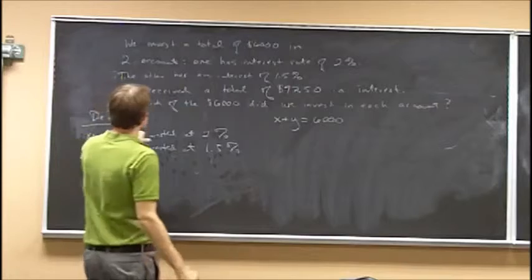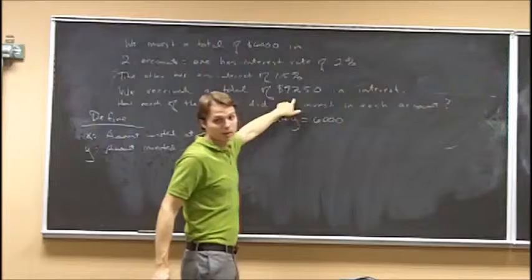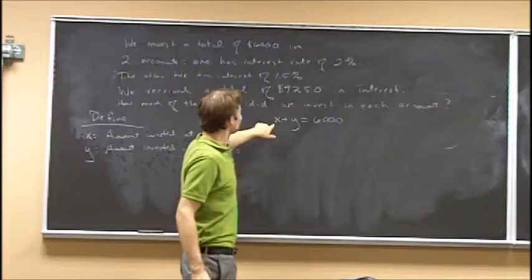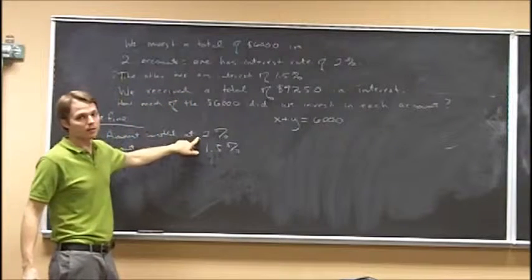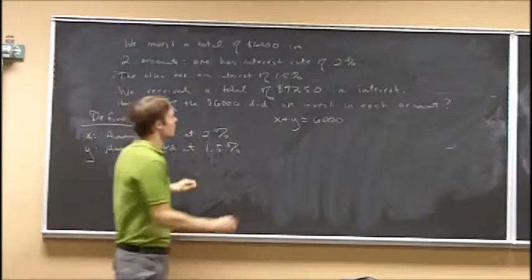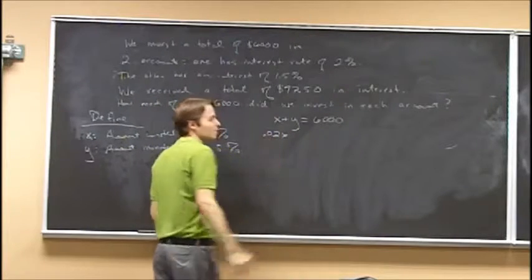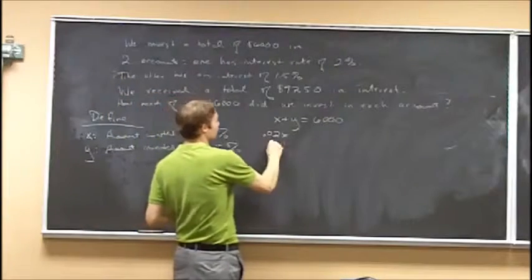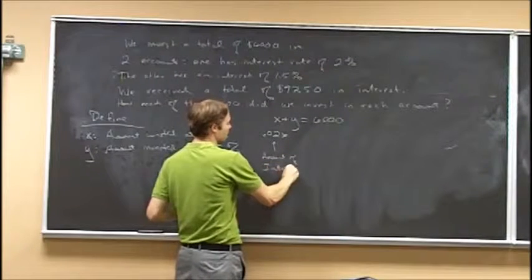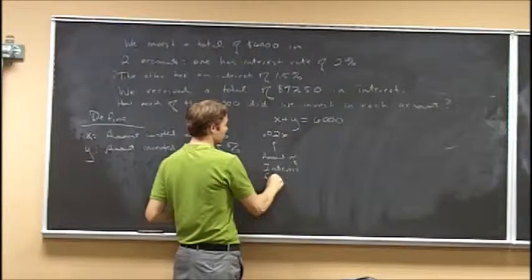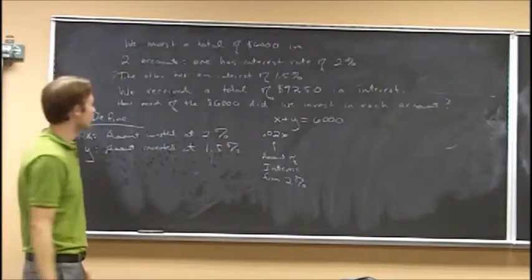Now I also know that my interest from these individual accounts added up to be $97.50. So if I know that there's a certain amount sitting in the 2% account, I know that it accrued 2% interest. So if I actually take 2% and multiply it times x, that should be the amount of interest from account 1. So this is the amount of interest from the 2% account, 0.02 times x.